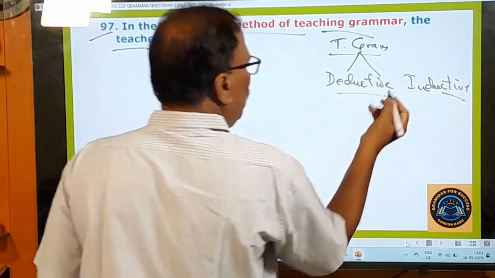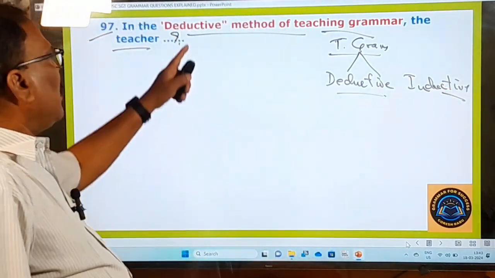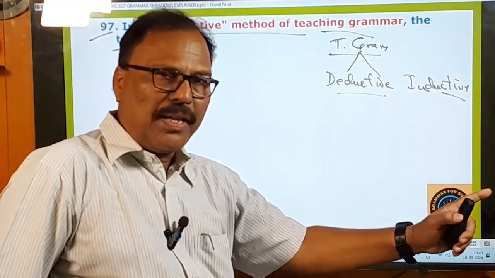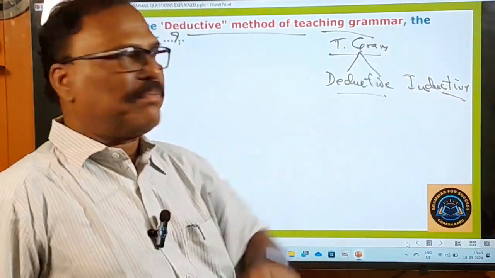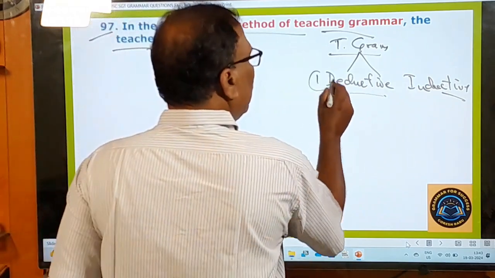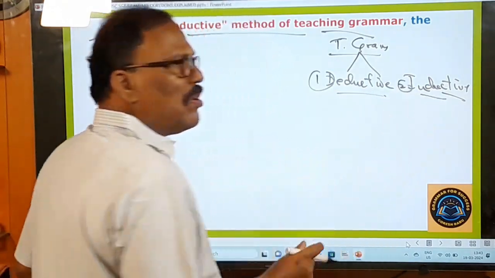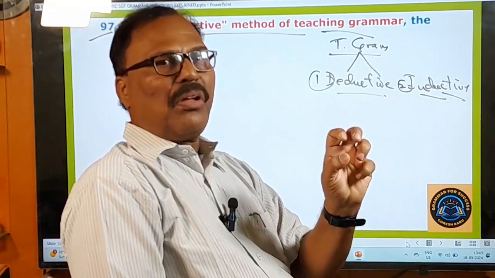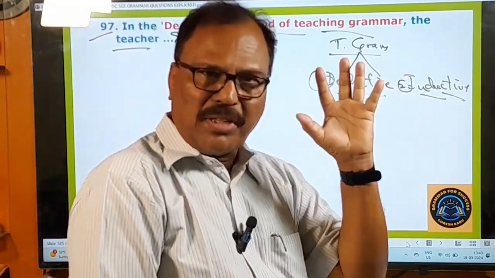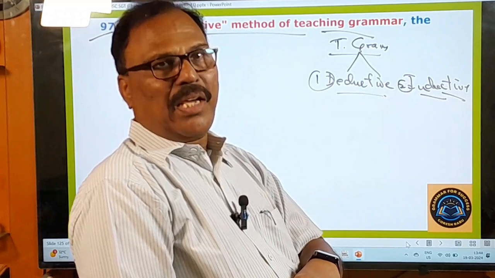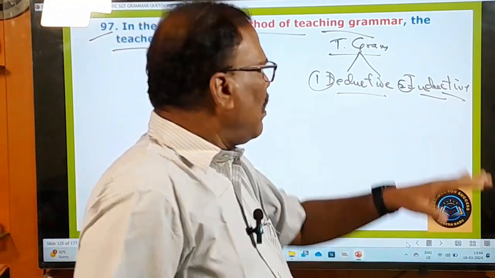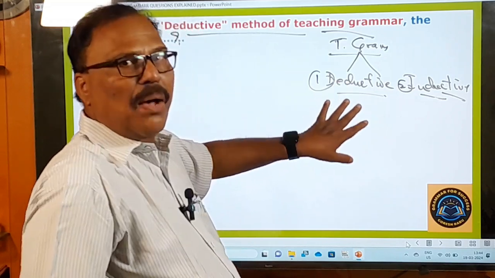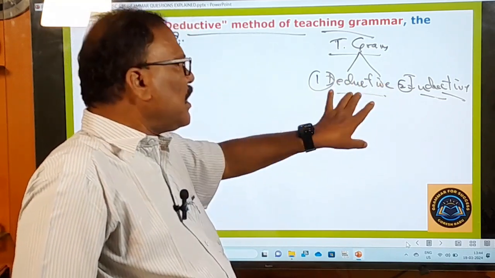You know very well about these two things. Deductive means the teacher first gives the rule, explains the rule, and afterwards examples are given. That is the deductive method. In the inductive method, what happens? First examples are given, then the students are brought to the rule, or the students are taught the rule. Okay, first examples are given, then the rule is taught. Here, the rule is taught first, and then examples are given. So that is the deductive and inductive.